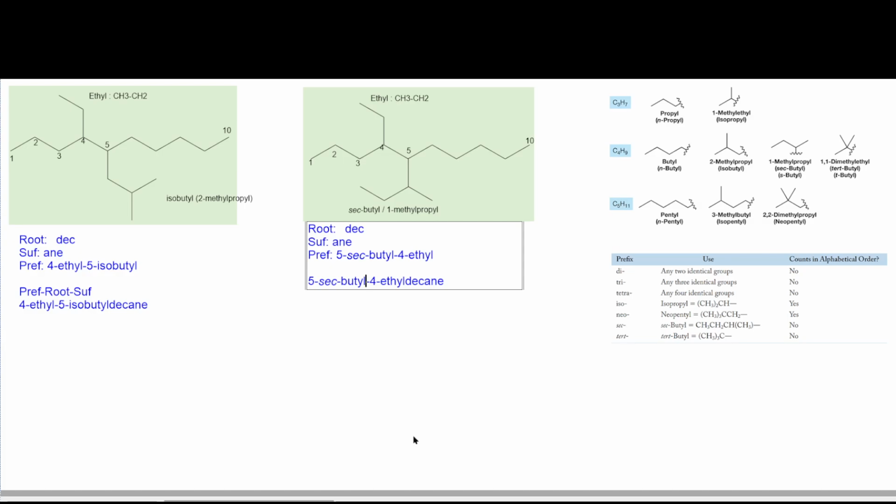Now, to be more precise and put in less ambiguity, we put sec-butyl in a bracket or parenthesis. This will be a much better way to indicate. So this is how you can give the IUPAC nomenclature to a given alkane molecule.